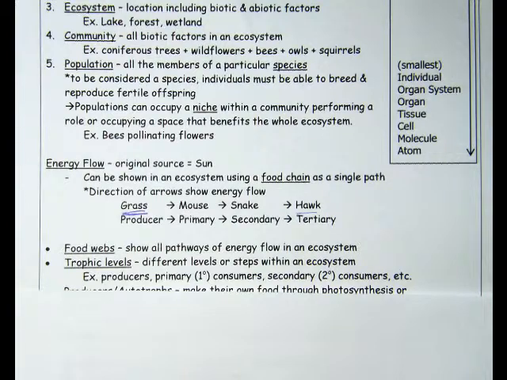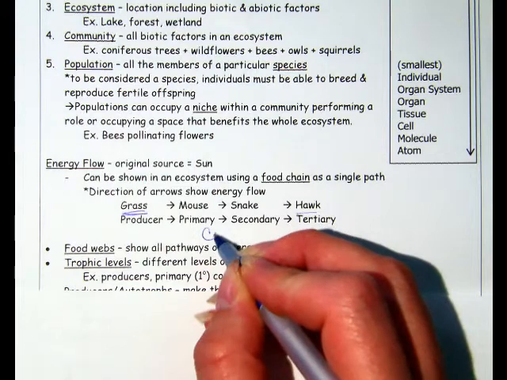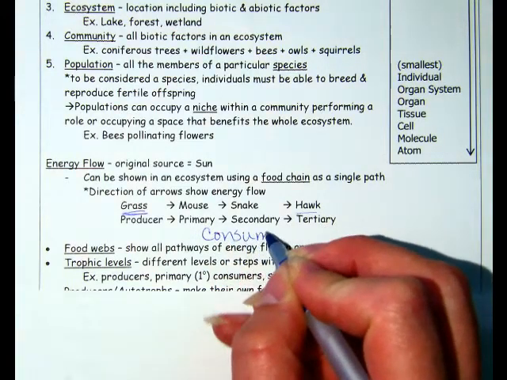Underneath our food chain, I have written their trophic levels. These are their different levels or steps within the ecosystem. We've got producers, then primary, secondary, and tertiary. These are all types of consumers.